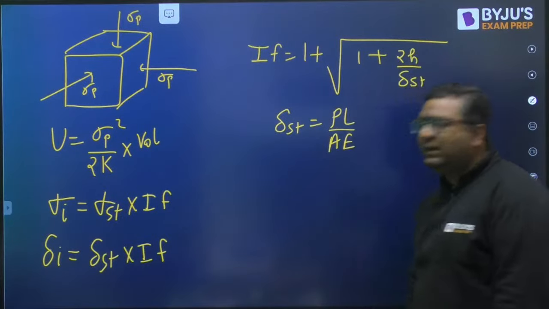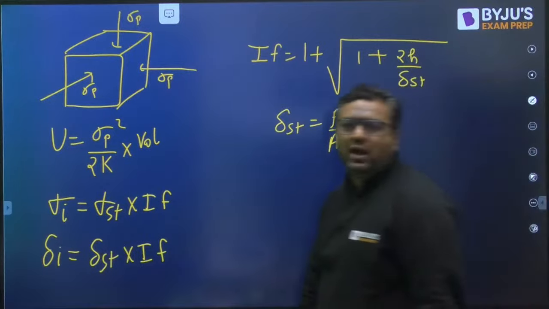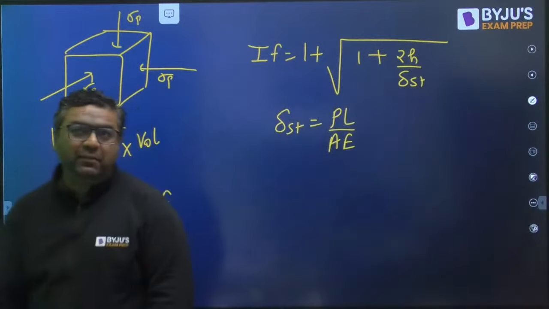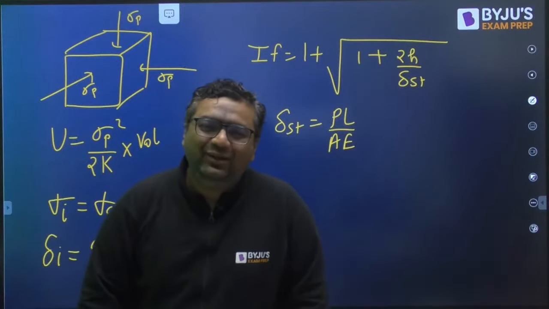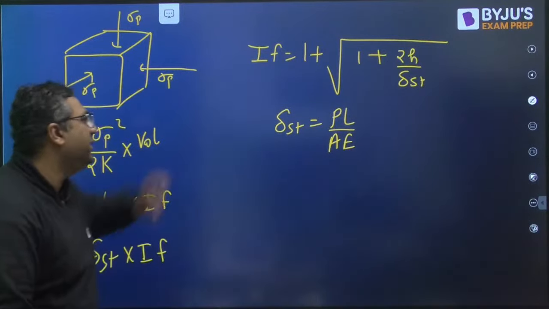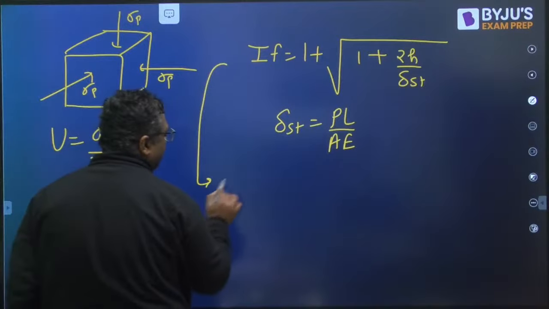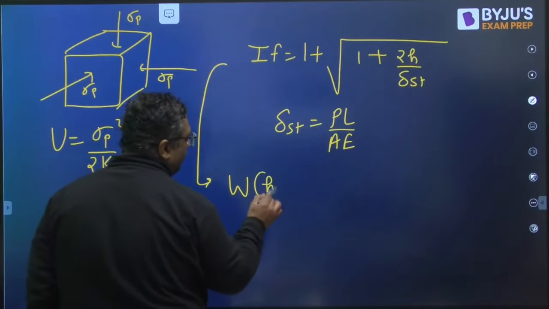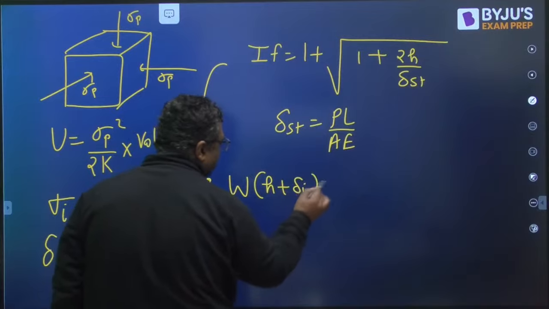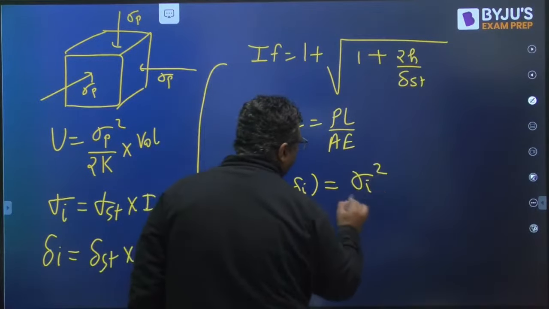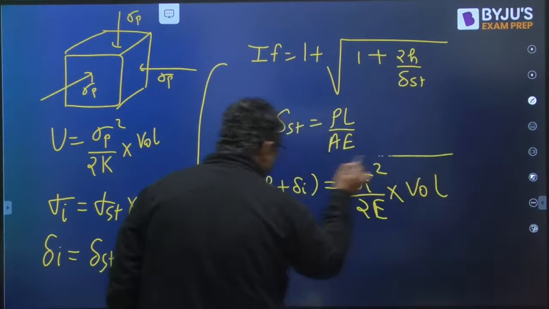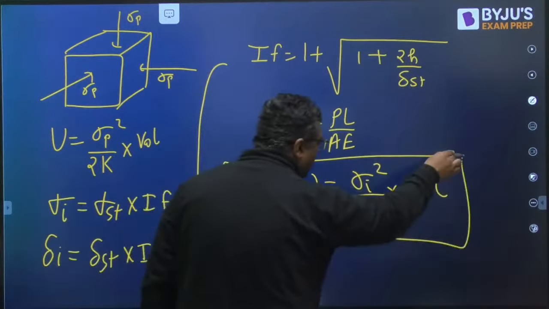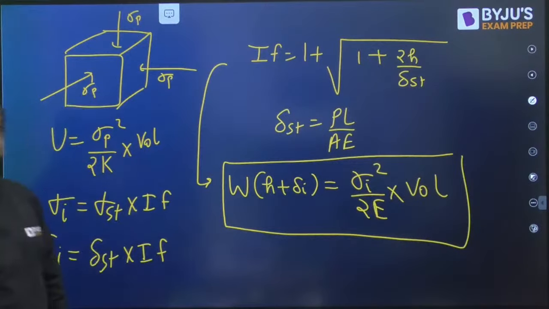I feel every formula is covered now. Please remind me if I am forgetting any formula, I will write that also for you. How is this equation coming? That is W into (H plus delta I) equals sigma I square upon 2E into volume. Sometimes we need to use this formula directly also, so don't forget about this. I feel everything is covered now.